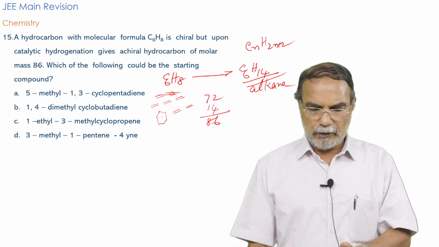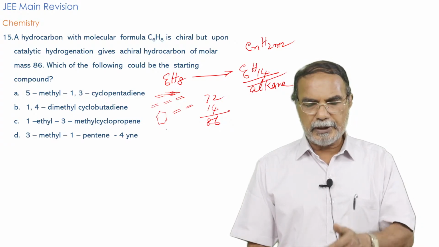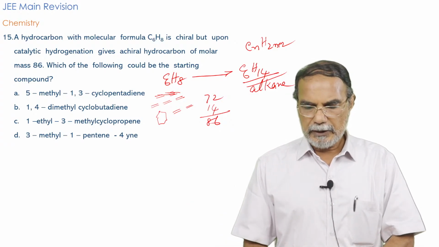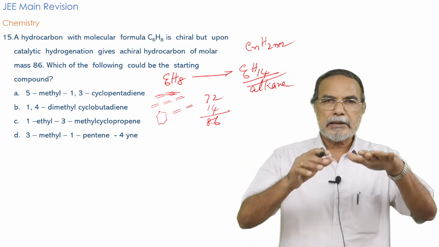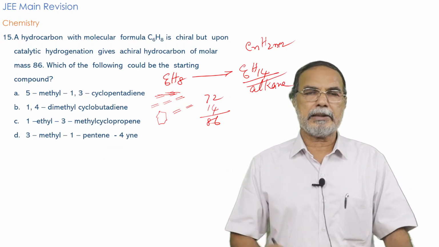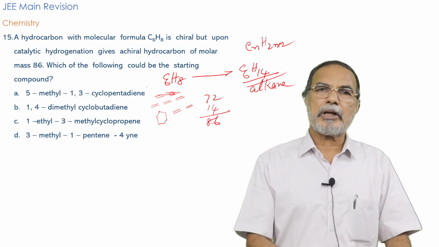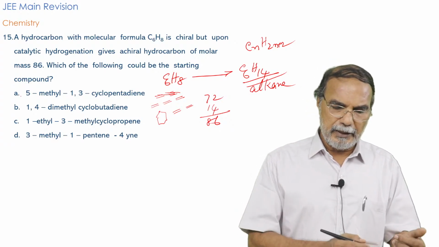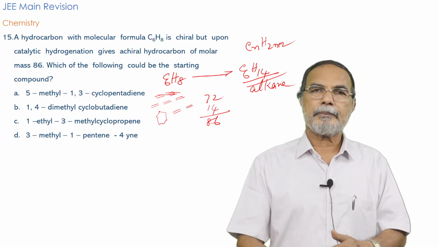If it is a cyclic compound containing a ring and 2 double bonds, then reduction will give a cyclic structure. But here the reduction gives an alkane corresponding to the formula CnH2n+2, which is an acyclic saturated compound. And therefore, it rules out the possibilities of cyclic compounds. You cannot have a cyclic substrate. You cannot have A, you cannot have B, you cannot have C. These are all cyclic compounds.